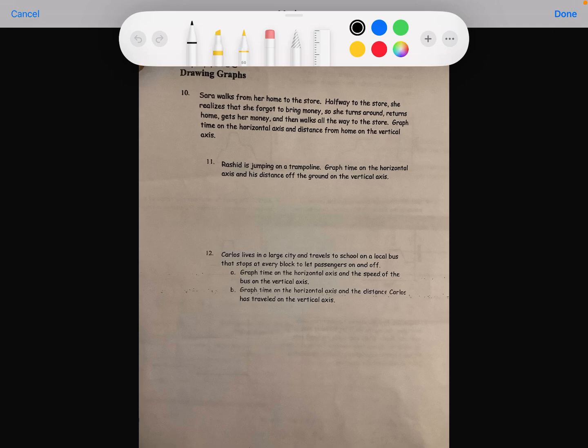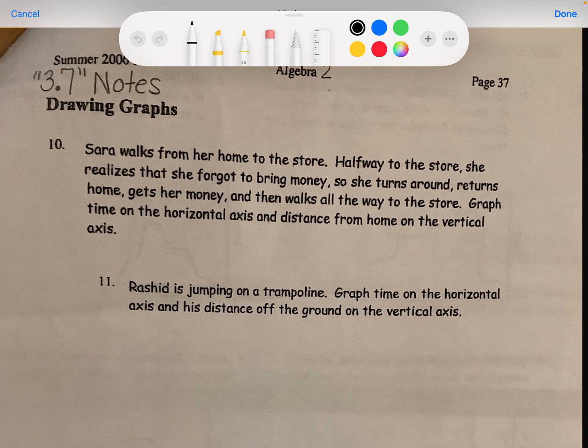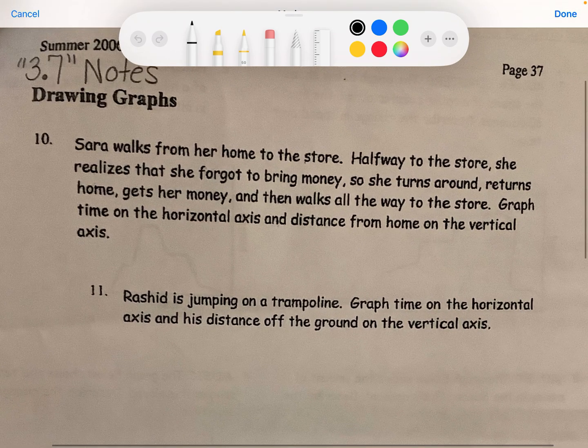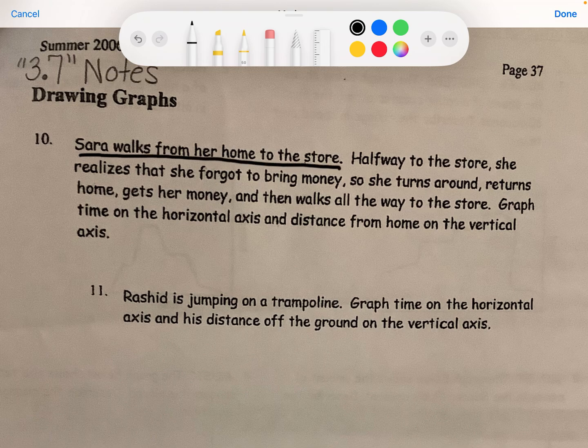3.7 Qualitative Graphs. Sarah walks from her home to the store. So she starts at her home and she's going to go to the store. Halfway to the store, she realizes she forgot to bring her money. So she returns around to return home, gets her money, and then walks all the way to the store.